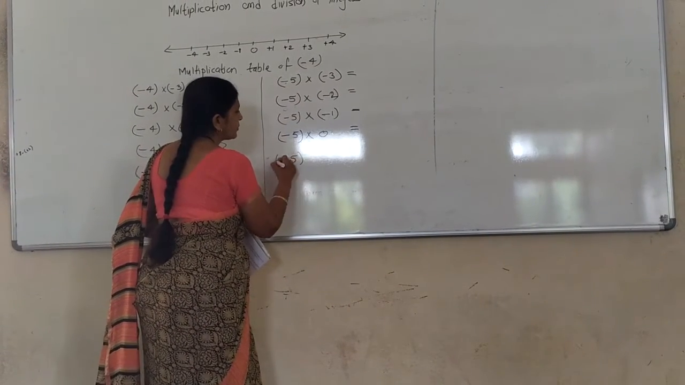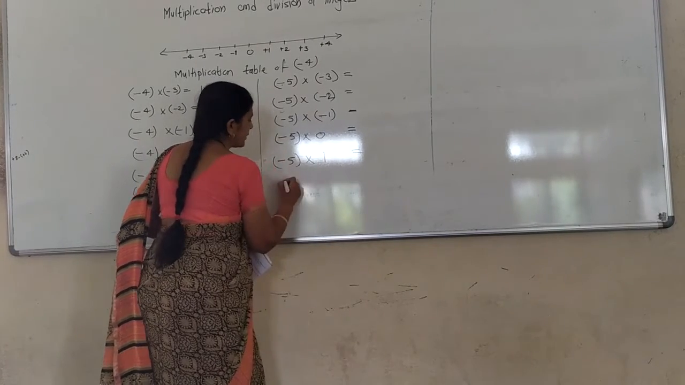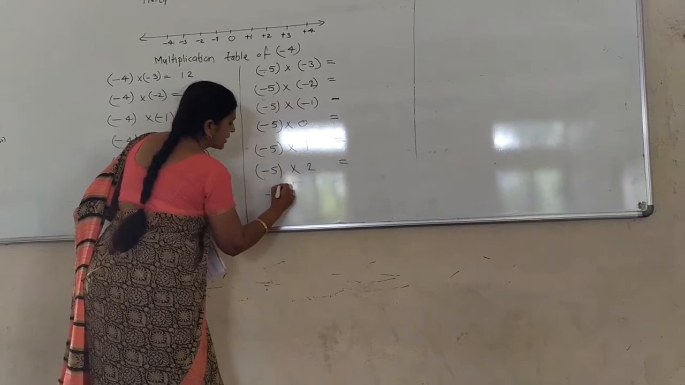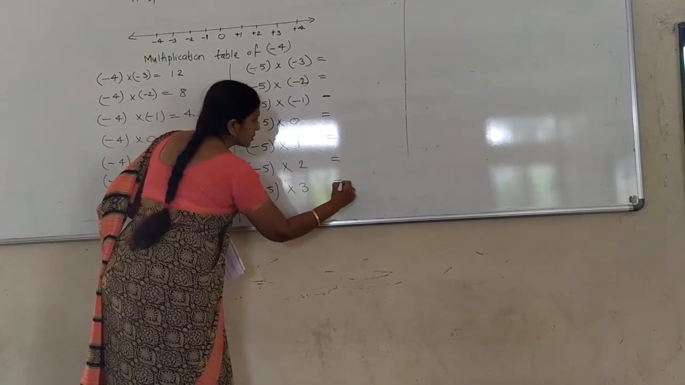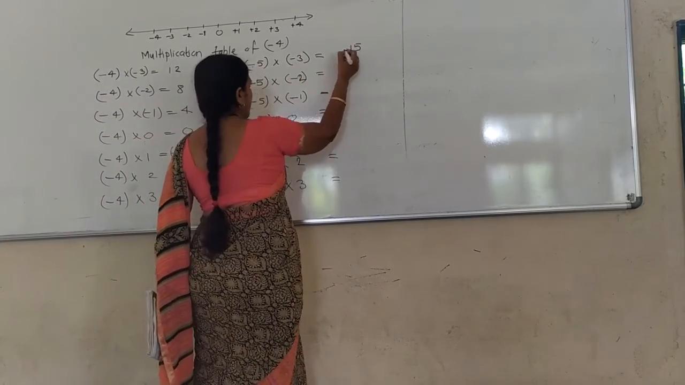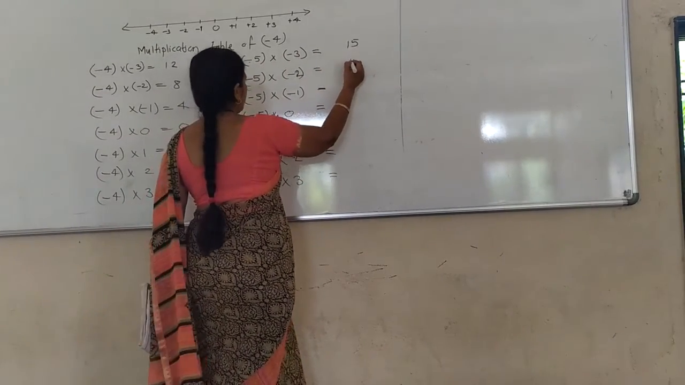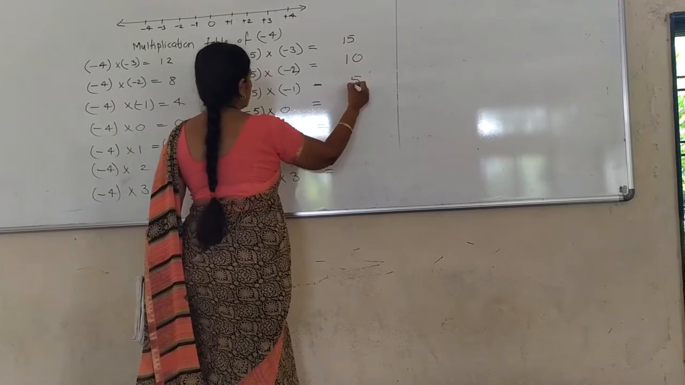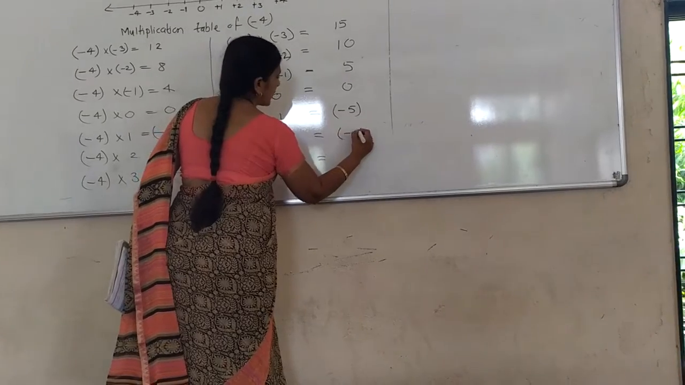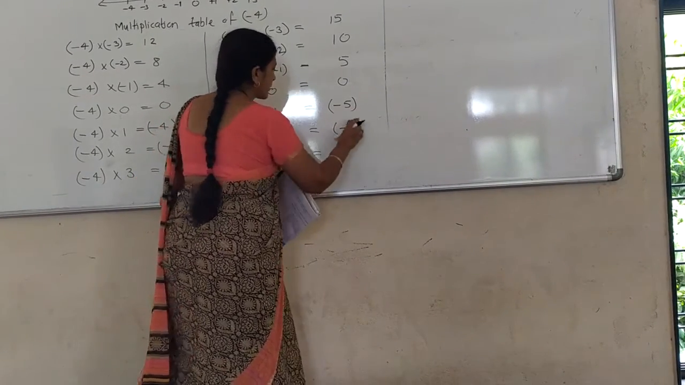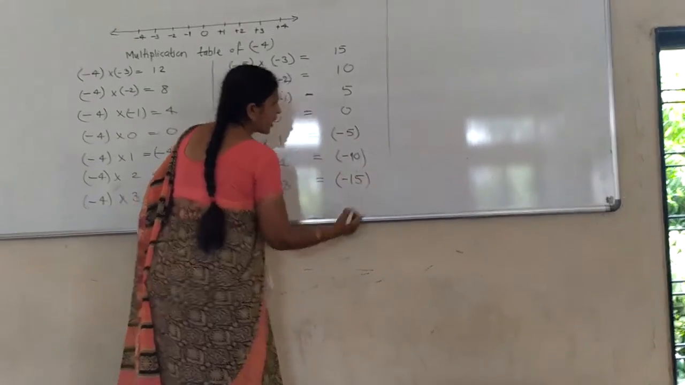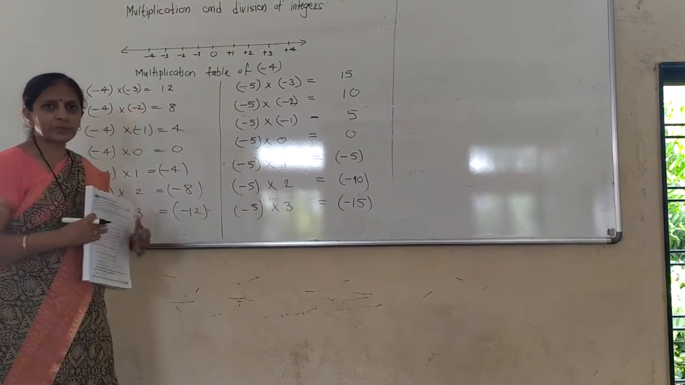Now it decreases. It increases here again. So all the multipliers increase. So what we got? We got here 15. 5 3s are 15. Here 10. Then 5. 0. Minus 5. Minus 10. 5 2s are 10. And 5 3s are 15. So like this, the multiplication table can be formed.